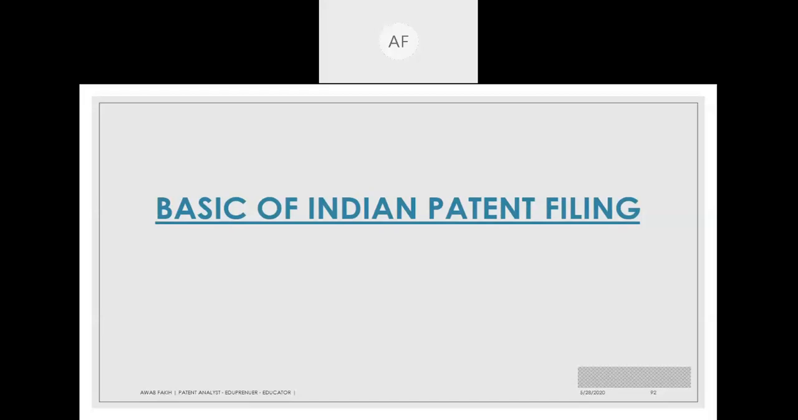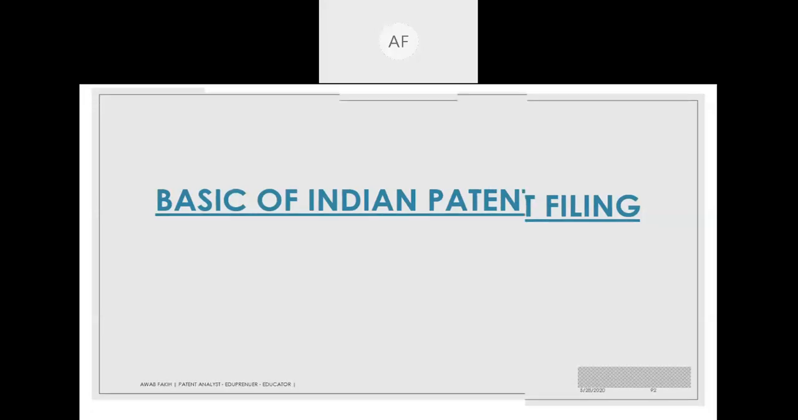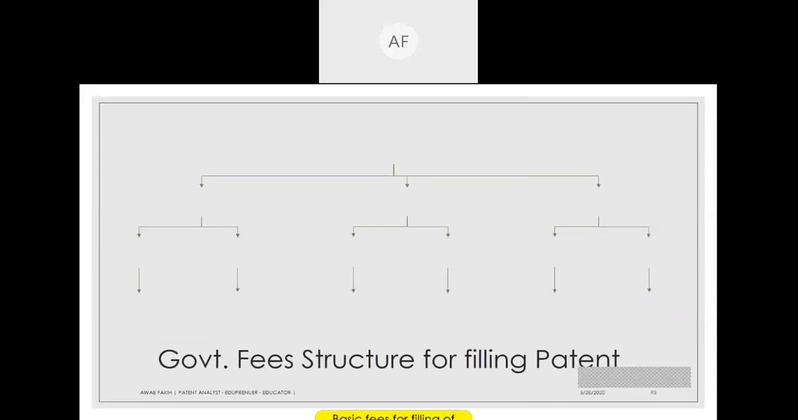Further, we'll understand what the margin should be, what sheets should be used for the patent documentation, and all the formalities which have to be followed, because otherwise your patent could be rejected. With this, Dr. Vishal has asked me to put up a brief overview about the patent fees and structure, just a small presentation on it.